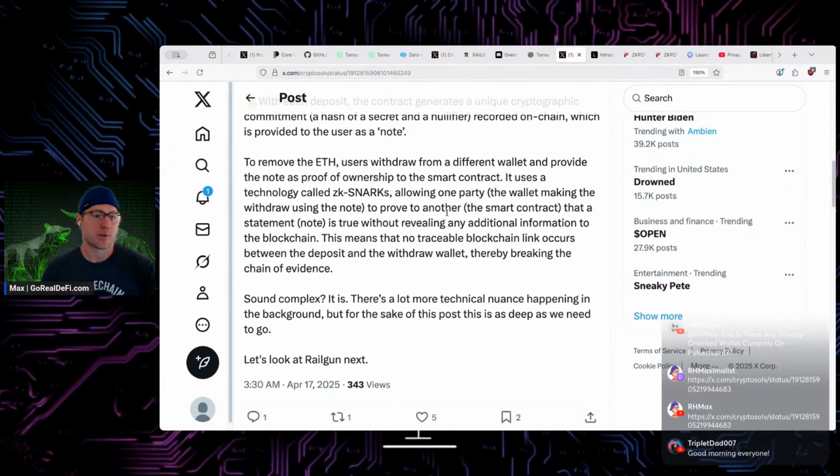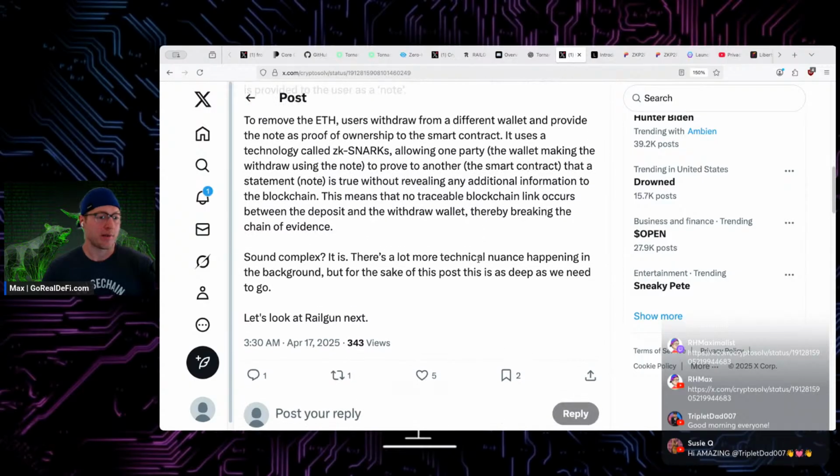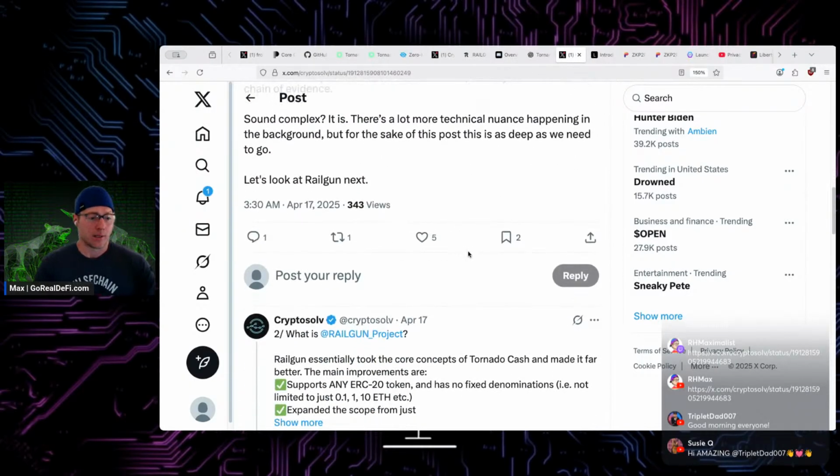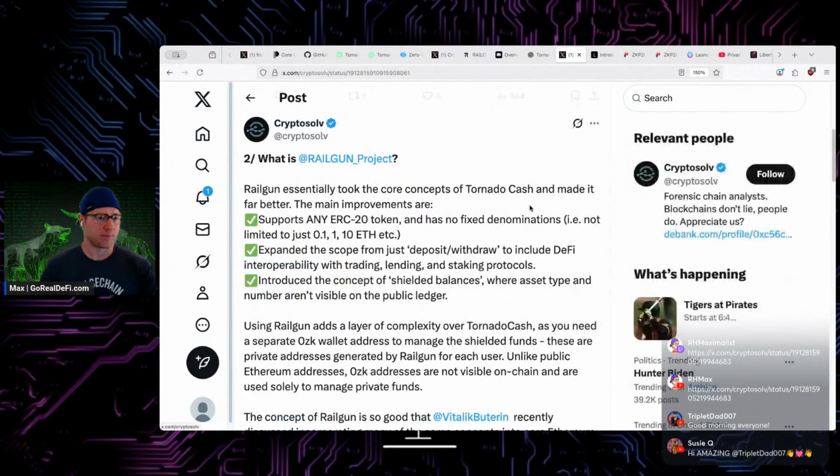To remove ETH, users withdraw from a different wallet and provide the note as proof of ownership to the smart contract. It uses technology called ZK-SNARKs, allowing one party, the wallet making the withdrawal, to use the note to prove to another party, the smart contract, that a statement, the note, is true without revealing any additional information to the blockchain. This means that no traceable blockchain link occurs between the deposit and the withdrawal wallet, thereby breaking the chain of evidence. So pretty cool. That's how that one works at a more technical level.